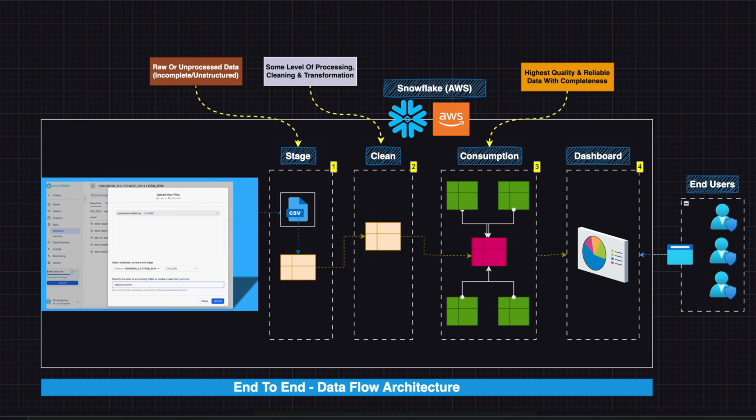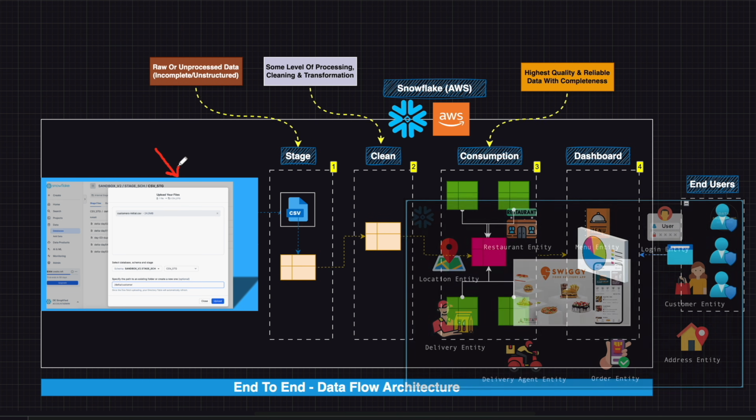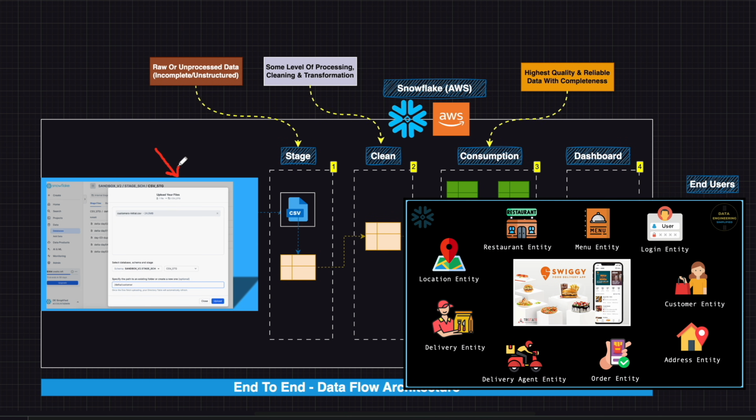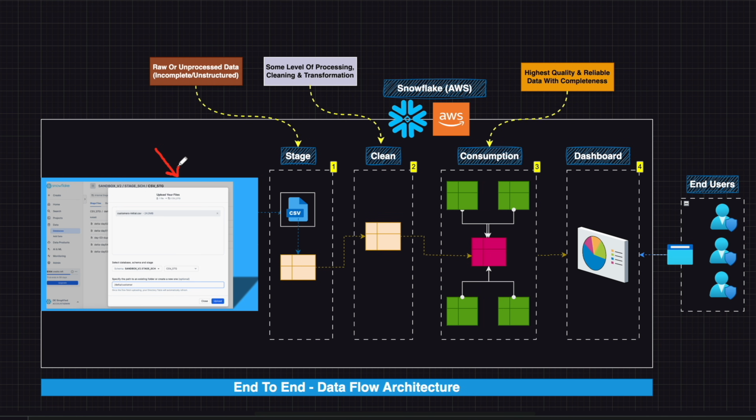Now let's quickly understand the overall end-to-end data architecture for this food aggregator data platform. We already have a lot of CSV files per entity, and those CSV files would be loaded through the file loader in Snowflake. Those CSV files would be finally placed into the stage location, and from the stage location, we will run the copy command, and that copy command will load the data into a table.